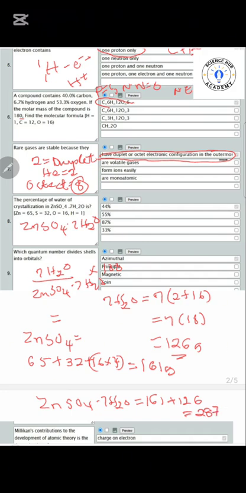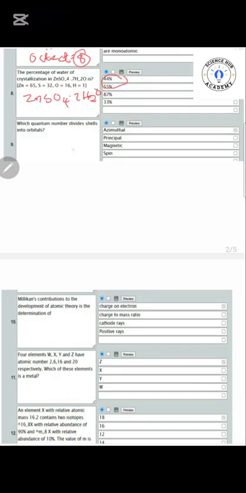So that gives us 287. So now to calculate the percentage of water of crystallization, that would be 126 divided by 287 multiplied by 100. So what's that going to be? So that's definitely going to give us 43.9. So approximately that's 44. So question 8 is that. Now question 9 says which quantum number divides shells into orbitals?